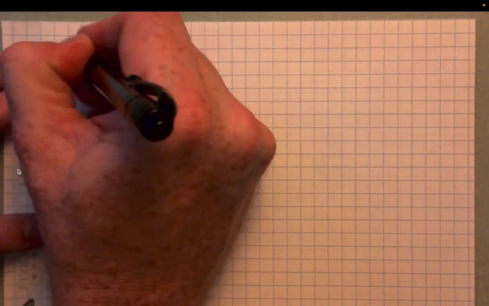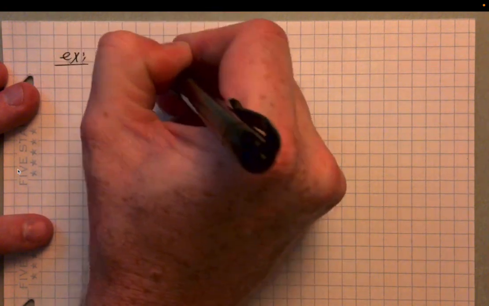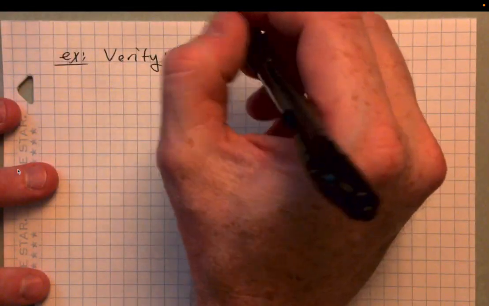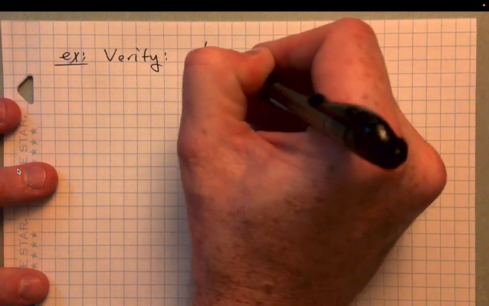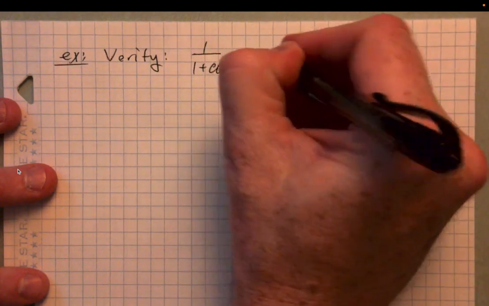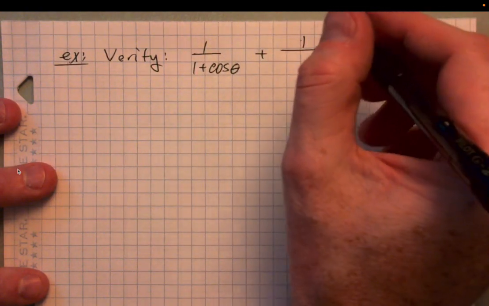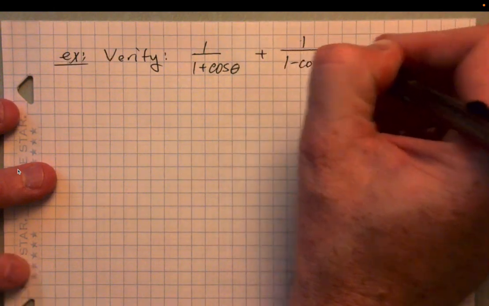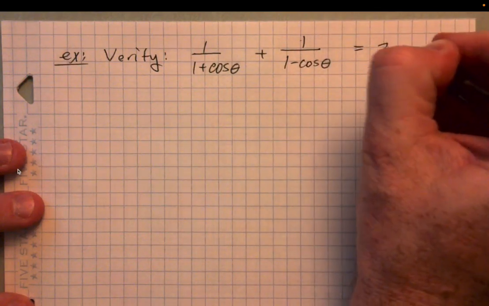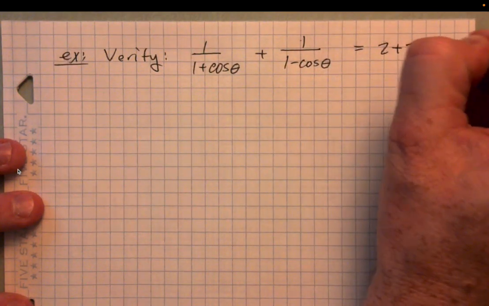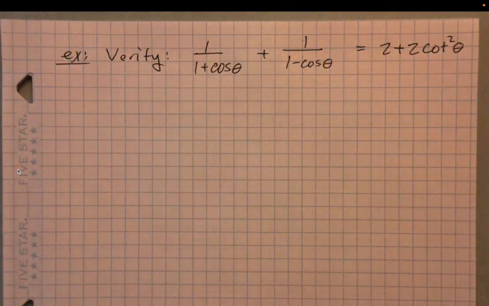So let's say we want to verify that 1 over 1 plus cos theta plus 1 over 1 minus cos theta, that the sum of these two terms is equal to 2 plus 2 cotangent squared theta. And I just arbitrarily switched to theta from x. There's no significance there. It's just a different name for the variable. All right, so don't read too much into that.